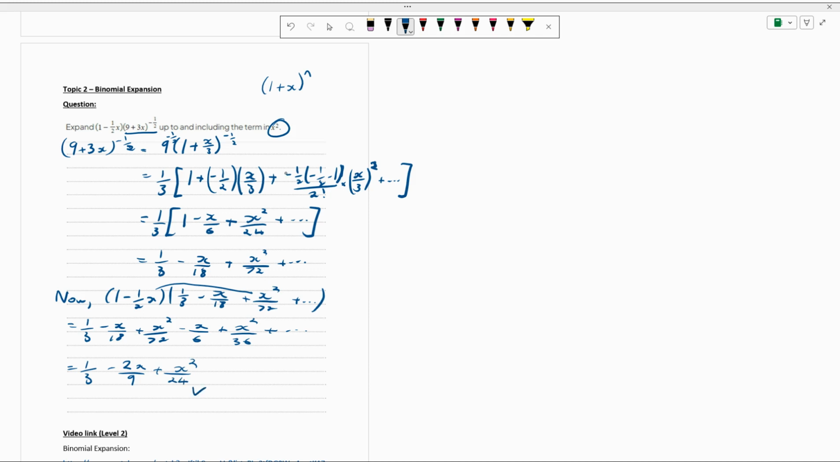Now, it hasn't asked me for this, but I'm going to do it. I'm going to do valid for: mod of x over 3, which is what I used, being less than or equal to 1. And then that means that mod of x must be less than or equal to 3.